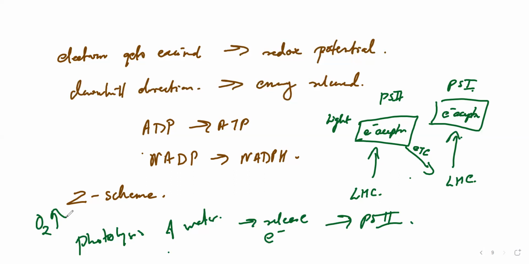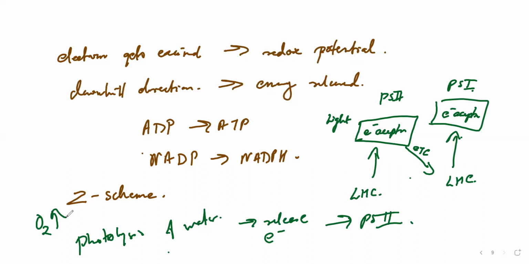Okay, so starting from the PS2, it will end in the PS1 at different wavelengths such as 680 and 700. In between, there is photolysis of the water, so the electron gets transferred from the PS2 to PS1, and there is a reduction of ADP to ATP and NADP to NADPH. This whole process takes place in a Z scheme, meaning Z direction or Z shape. Hence it's called a Z scheme.